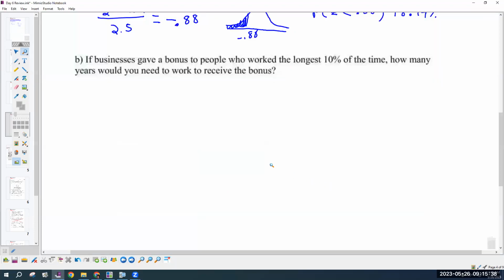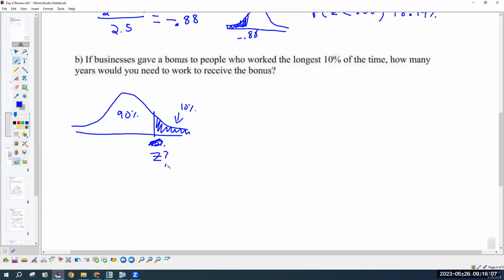And then for the last problem, businesses are going to give a bonus to people who work the longest 10%. So what I'm going to do is, again, I just need a visual here. So the people who work the longest 10%, that's going to be like here. This is 10%. So I know that this percent is 90% because it has to add up to 100%. So what I'm wondering is, what is the Z value here?